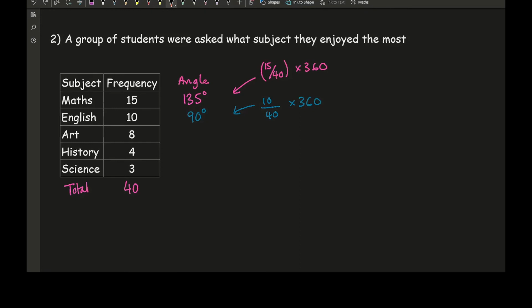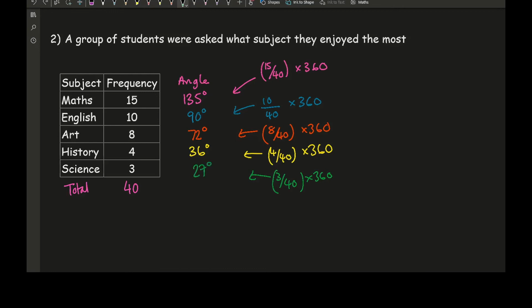For art, that's going to be 8 divided by 40 multiplied by 360, which gives me an answer of 72 degrees. Then for history, it's going to be 4 divided by 40 multiplied by 360, which gives me an answer of 36 degrees. And finally, I'm going to do 3 divided by 40 multiplied by 360. That gives me an answer of 27 degrees.